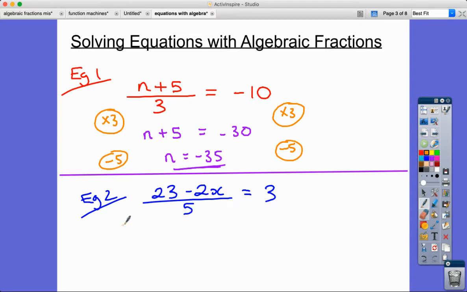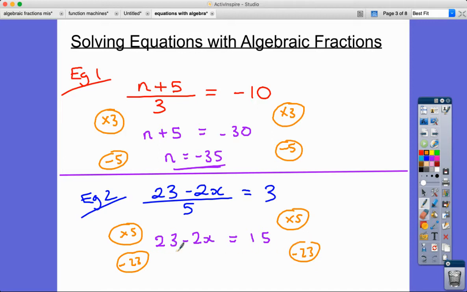I want to dismantle the fraction, and this time it's divide by 5, so I'm going to multiply by 5 on both sides. And I get just the numerator left, so that will be 23 minus 2x equal to, and then 5 times 3 is 15. Okay. The next thing I'm going to do is to try to get the x term on its own. Unfortunately, it is a negative term, but it doesn't faze me too much. So I'm going to take away 23 from both sides. Positive 23, take it away from both sides. And I get minus 2x left on its own over here. And 15 subtract 23 is negative 8.